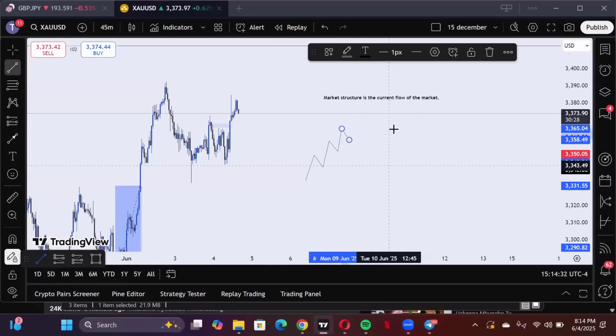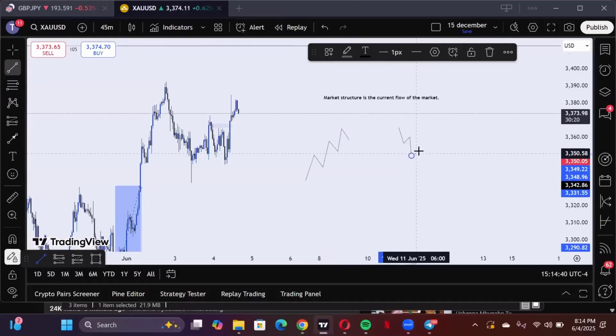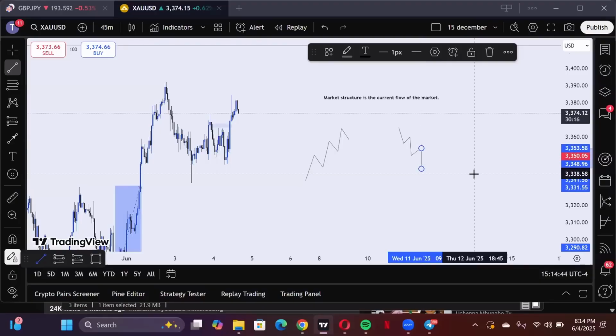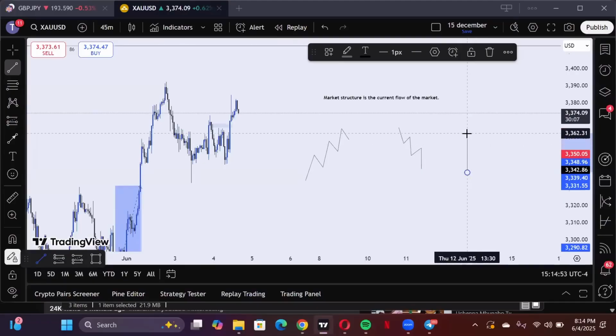Then for a downtrend, you see markets making a series of lower highs, then lower lows. Then if it's a ranging market, you see markets moving from point A to point B, from point B down to point A, from point A to point B. So it's basically from support to resistance, resistance to support, and so on. These are the three ways that market makes its movement.